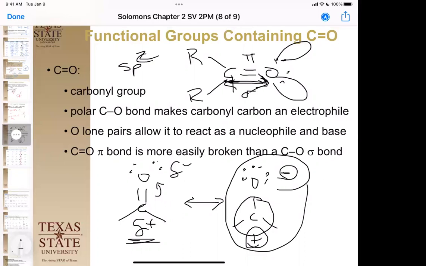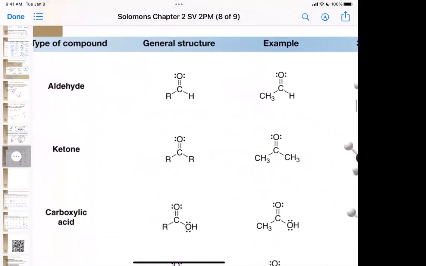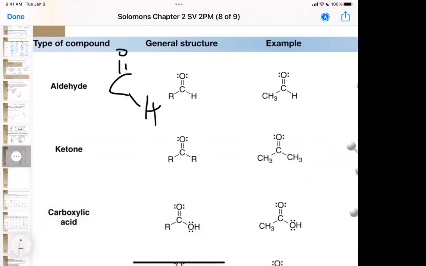So this carbonyl is the beginning of a whole other set of functional groups. Our first set we talked about were all sigma bonds. This all involves the carbonyl. So the first functional group we want to talk about with our carbonyl is called the aldehyde. Okay, this is a carbonyl with at least one hydrogen bond. Okay, that's the defining factor. C, double bond O, hydrogen. So carbonyl to a hydrogen.